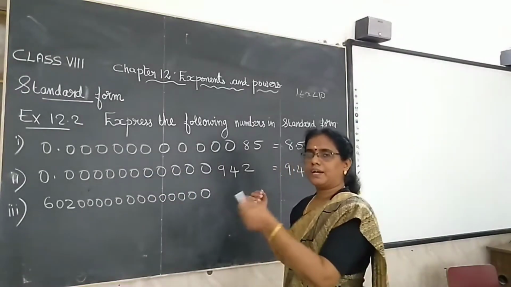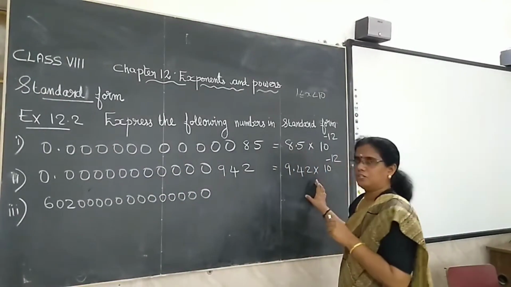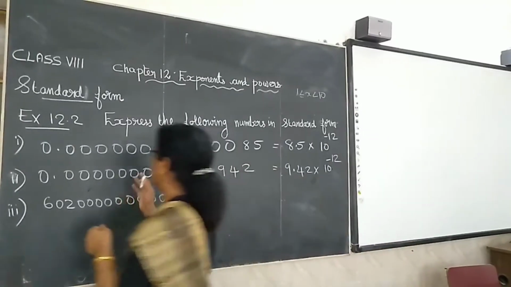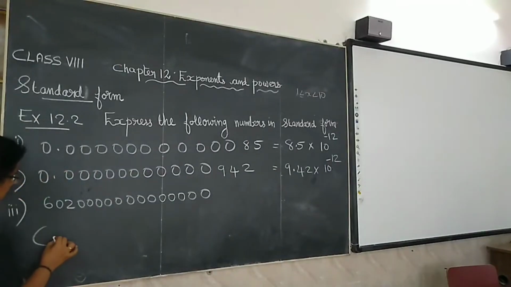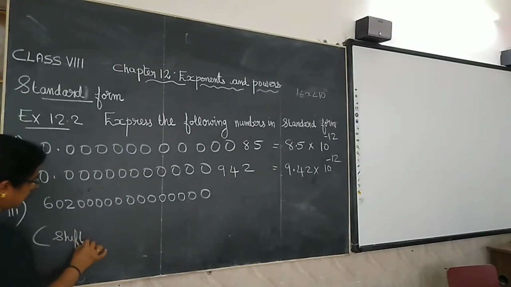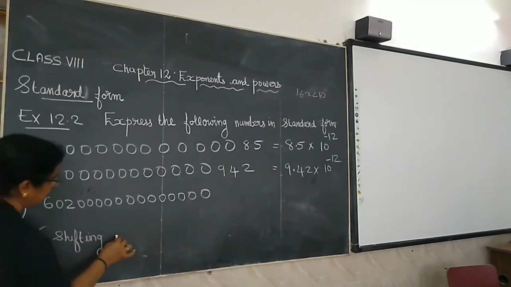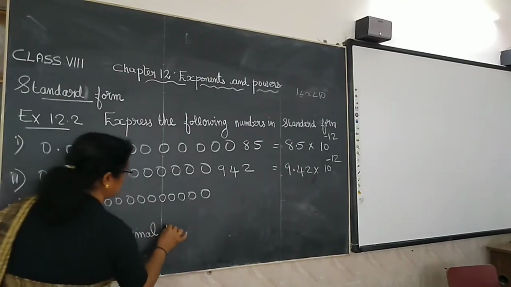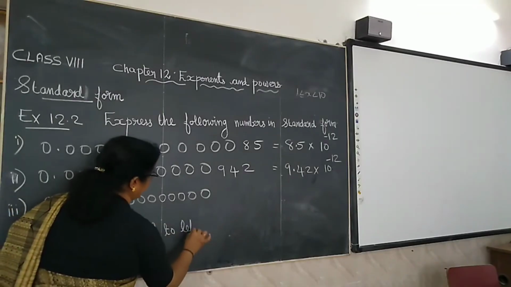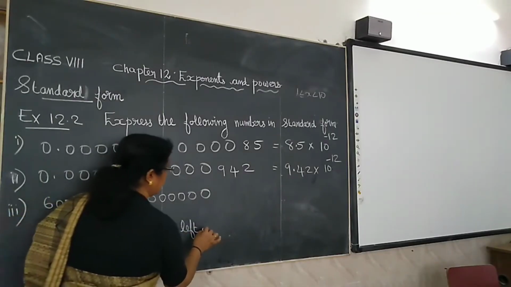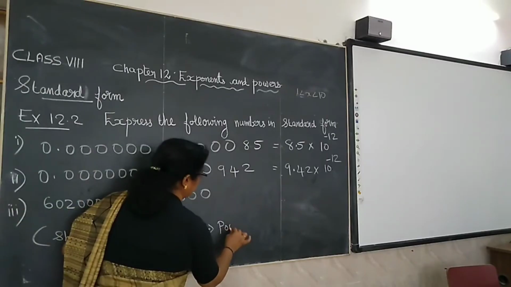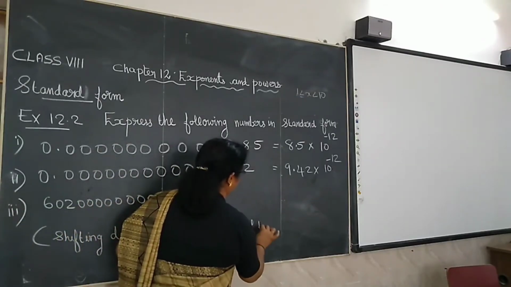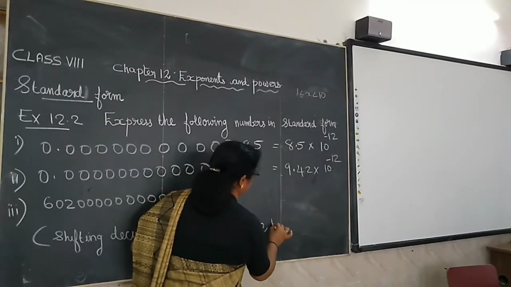Moving right, the power of 10 becomes negative. Moving left, the power of 10 becomes positive. That we can write in your copy also. When shifting the decimal to the left side, the power of 10 becomes positive.